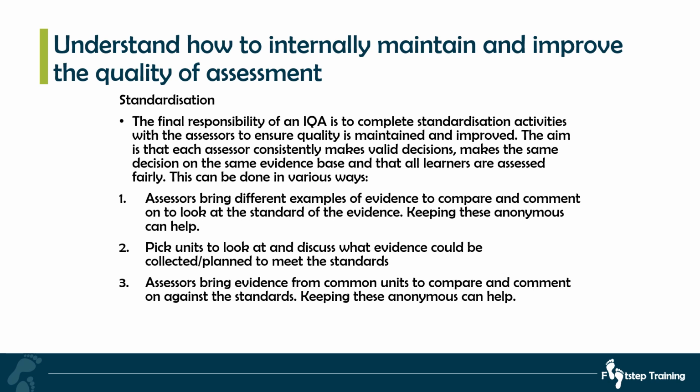Another way is that you could pick a particular unit and look at it and discuss what evidence could be collected and planned to meet the standards, so that you're looking at the standards and thinking, we could do an observation for this part, we could do a professional discussion for this part, to give your assessors more confidence in methods to assess that particular unit so they can all go away with an agreed method. And another way is that assessors bring evidence from common units to compare, and they comment and look at them against the standards. Again, try to keep these anonymous because it can help with feedback.